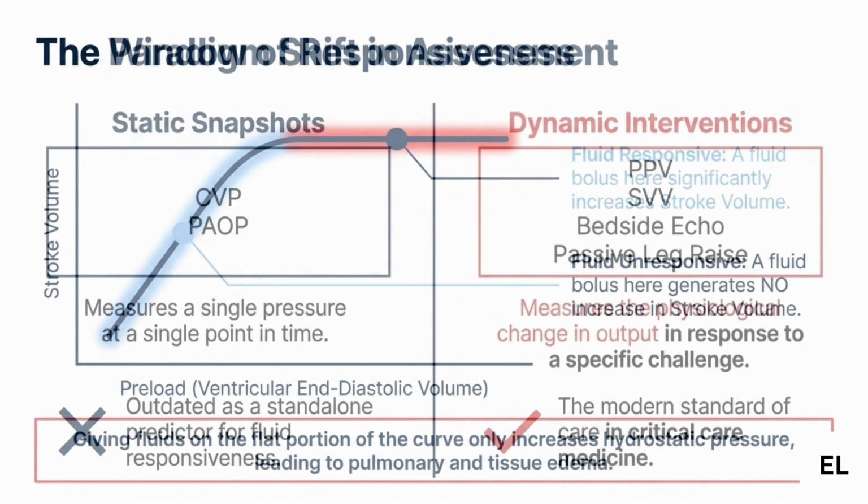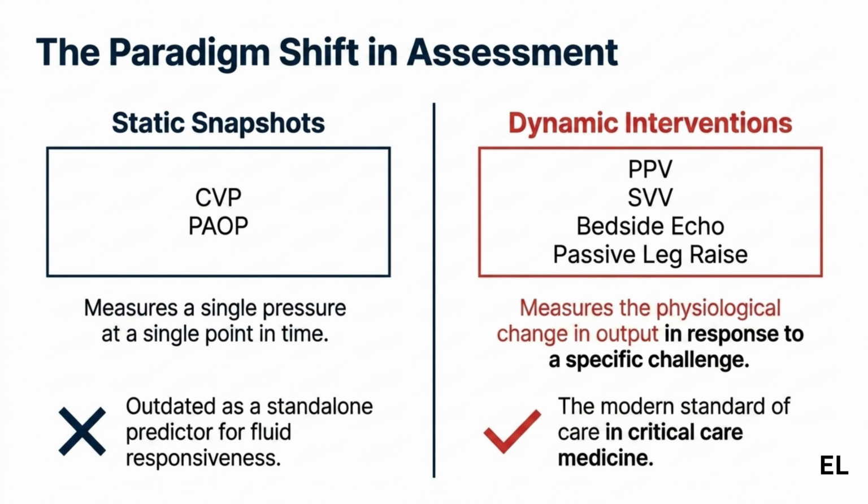Modern hemodynamic management has shifted away from static measurements toward dynamic assessments of cardiovascular function. Traditional static measurements such as central venous pressure, or CVP, and pulmonary artery occlusion pressure, or PAOP, provide only a single pressure value at a single moment in time. These measurements have been shown to be poor predictors of fluid responsiveness when used alone.